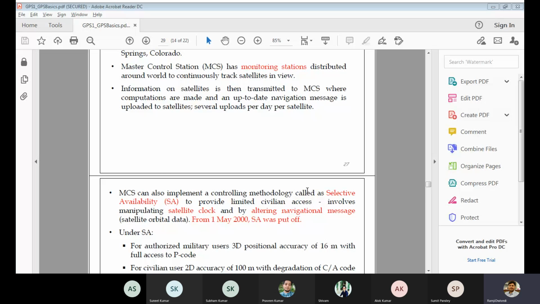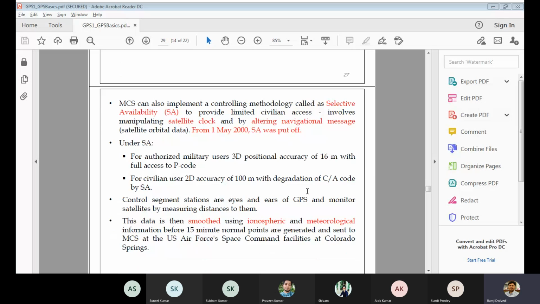MCS also implements a controlling methodology called selective availability to provide limited civilian access, which involves manipulating the satellite clock and altering the navigational message. And by May 2000, it was turned off. As I told you, it is the intentional degrading of the orbital components as well as the satellite clock.